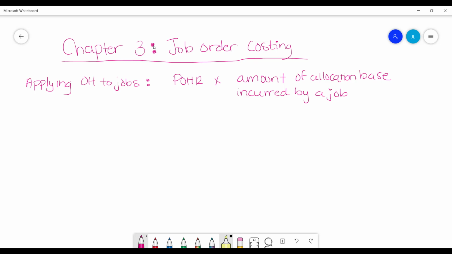Okay, and remember that your POR is going to be defined as your total estimated manufacturing overhead divided by the total estimated number of the allocation base, or simply we call it activity. So the estimated level of activity.